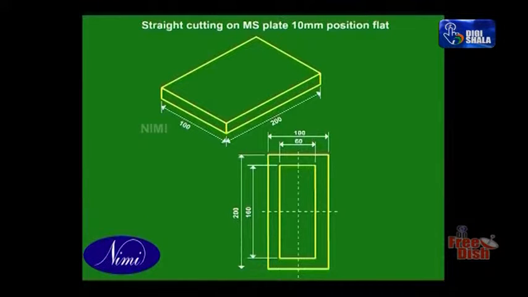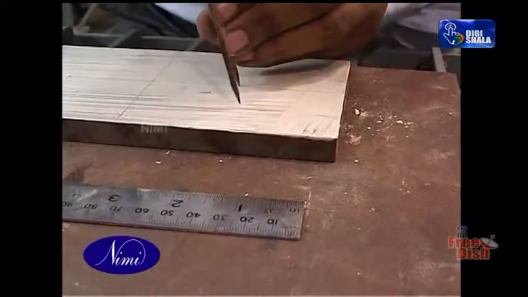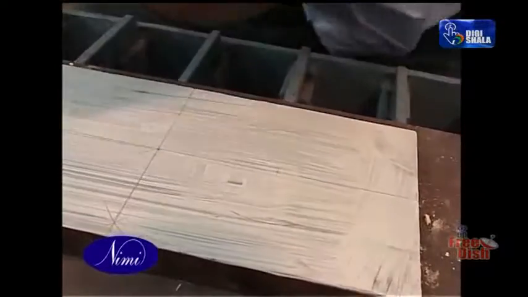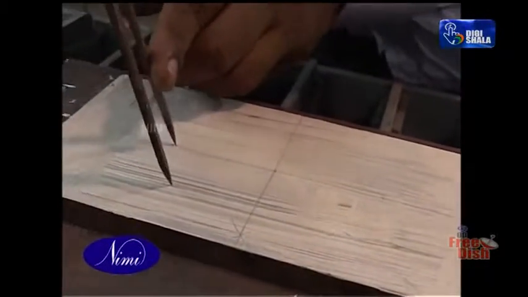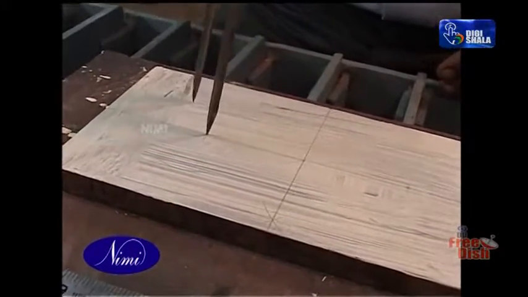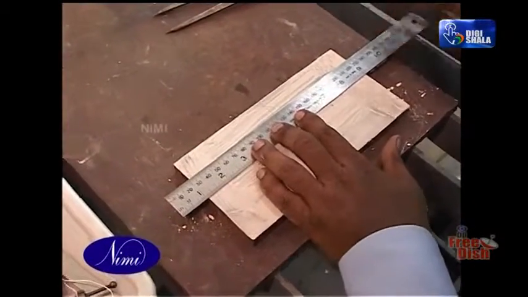Refer to the drawing for marking the line of cut. A rectangular slot of size 160 mm by 60 mm. Keeping a cutting allowance of 1 mm, we need to mark the slot to a size of 158 mm by 58 mm. Take a radius of 29 mm, that is, half the width of the slot, and mark the arcs on either side of the center line from both the ends. By connecting the arcs, you will get the width of the slot.